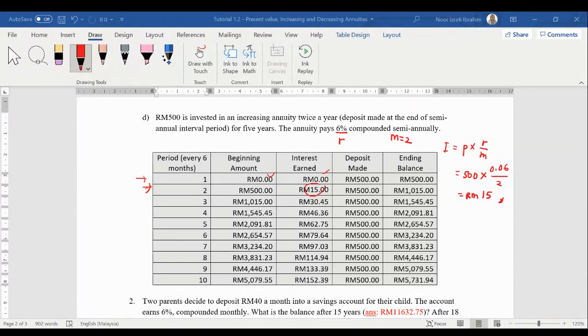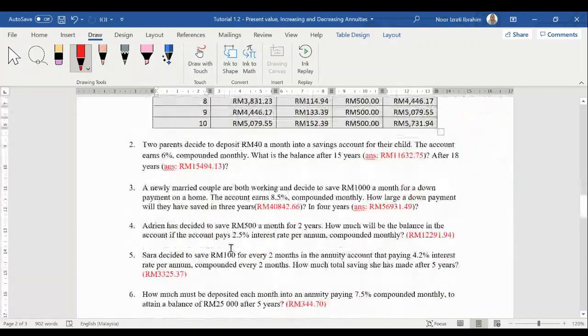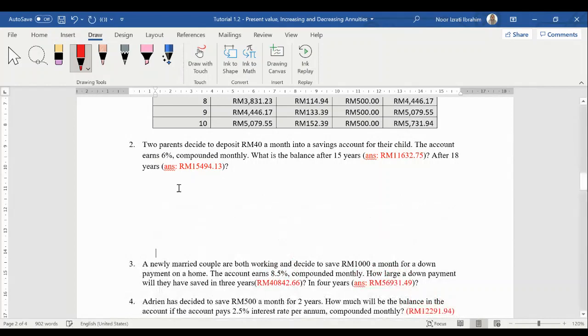Anyone? Not clear? No? Alright, if no, let us move on to the questions involved with the formula. Question number 2 onward. You don't have to create the account, but you can use the formula.